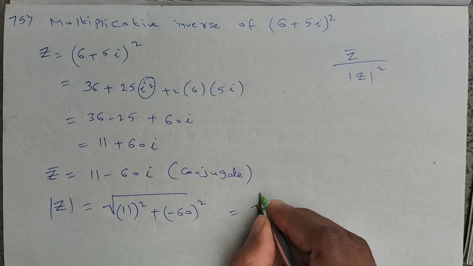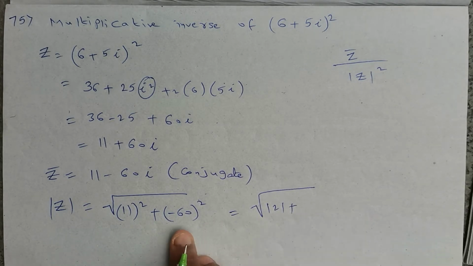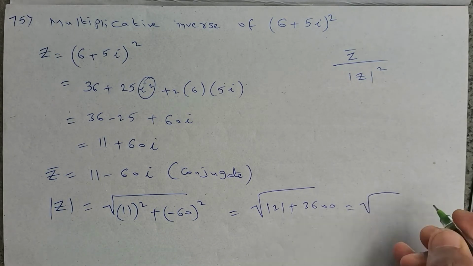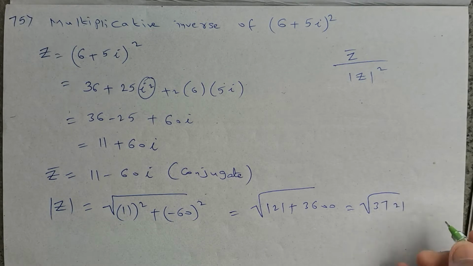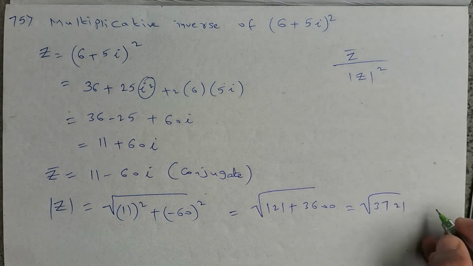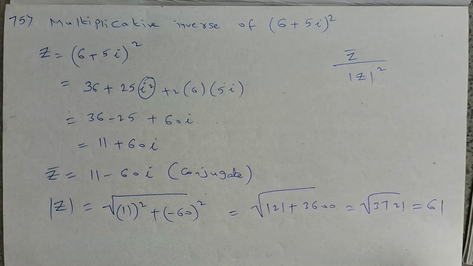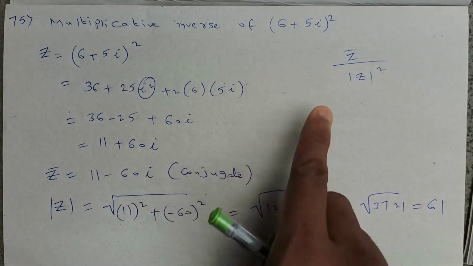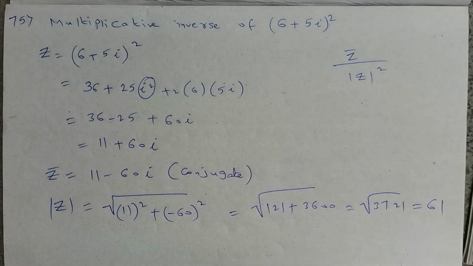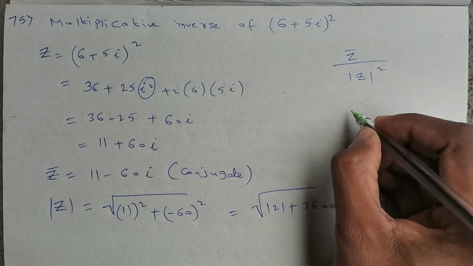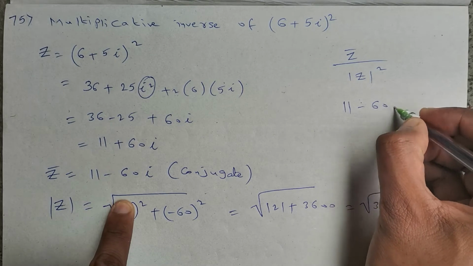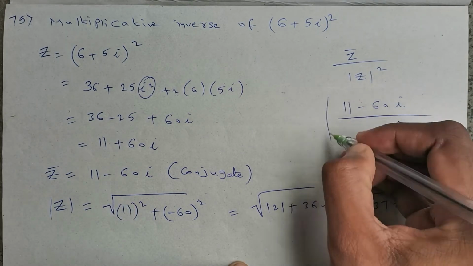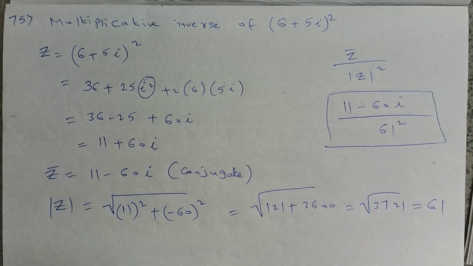which is equals to under root 11 square is 121 plus 60 square is nothing but 3600. So which is equals to under root 3721. Root 3721 is nothing but 61. So in the place of z bar I will substitute this, and in the place of modulus z I will substitute this. So we will get 11 minus 60i whole divided by 61 square. This is the value.